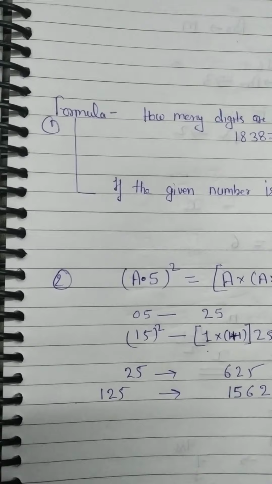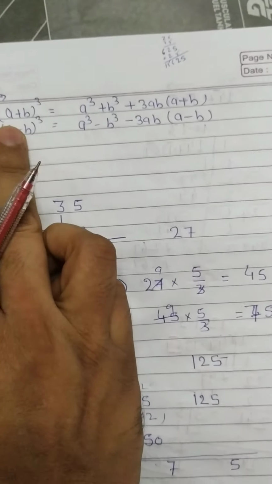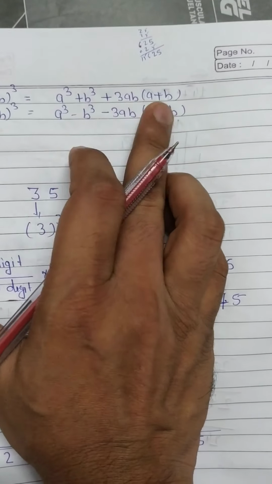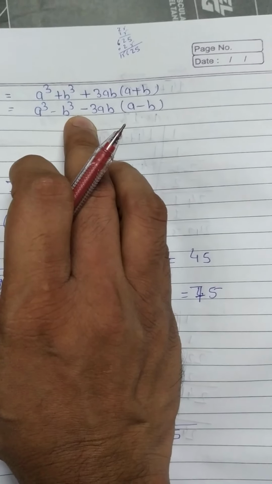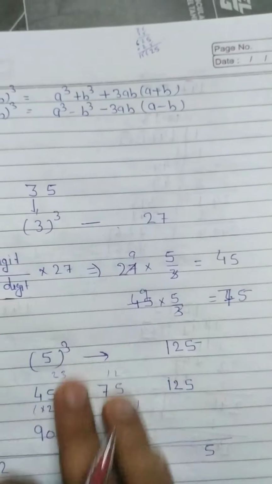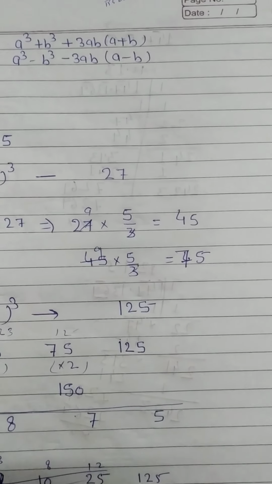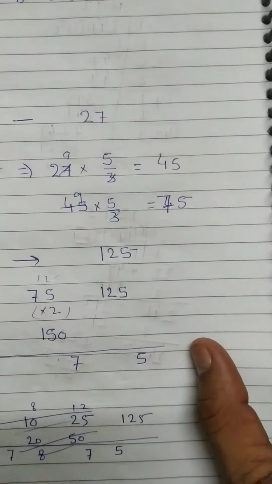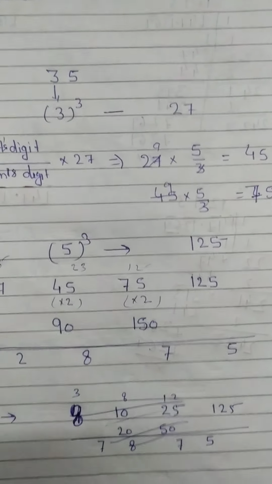Okay, now for any cubic, just remember the formula: a plus b whole cube is equal to a cube plus b cube plus 3ab into a plus b. A minus b whole cube is equal to a cube minus b cube minus 3ab into a minus b. Just memorize this formula. For calculation you multiply as given, but there is one more trick, though they are very complicated. If you do practice you will know.